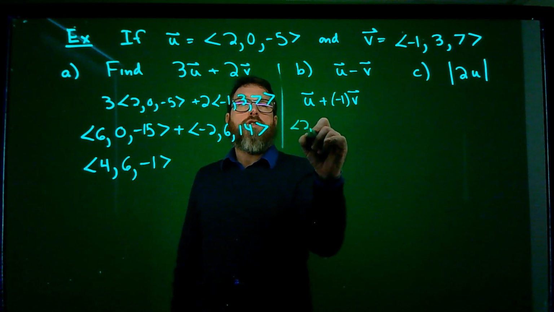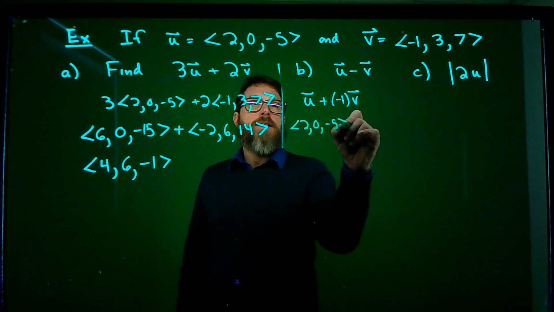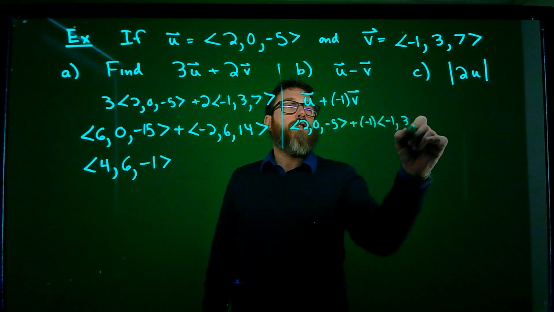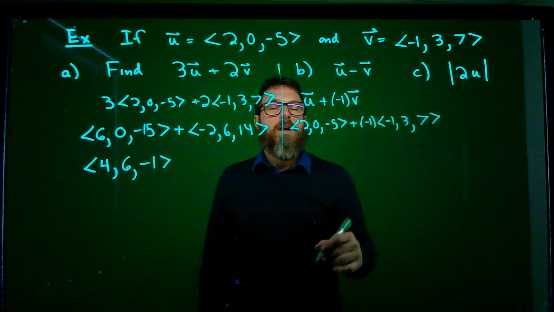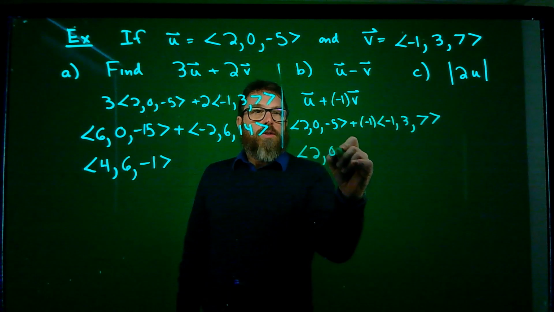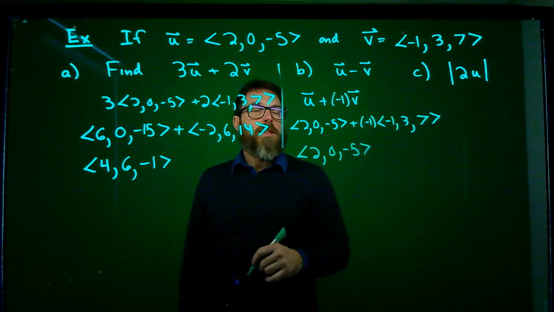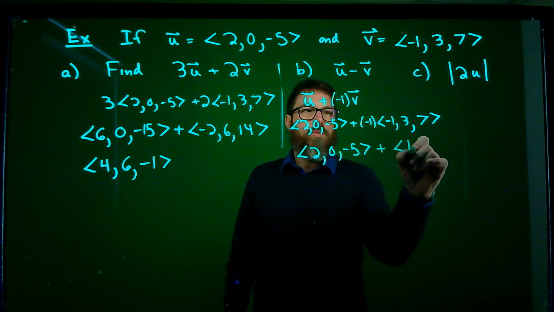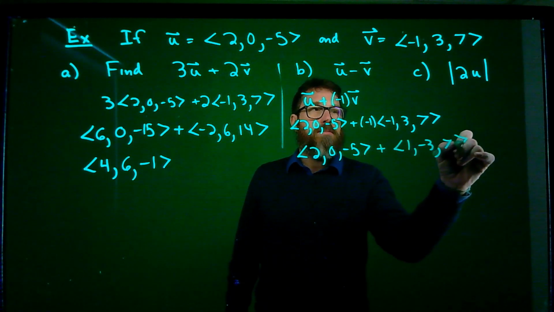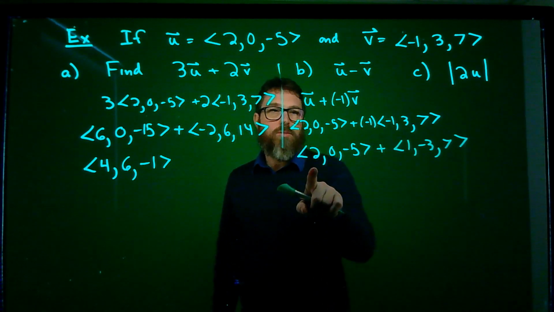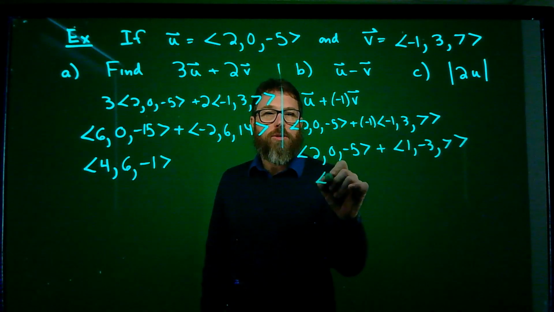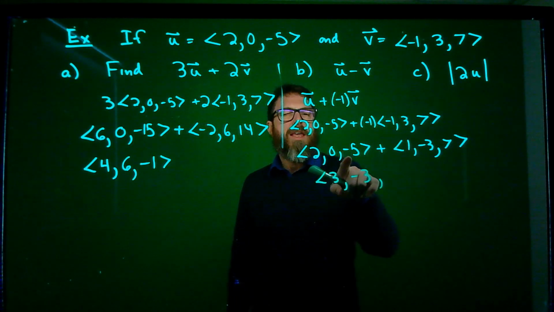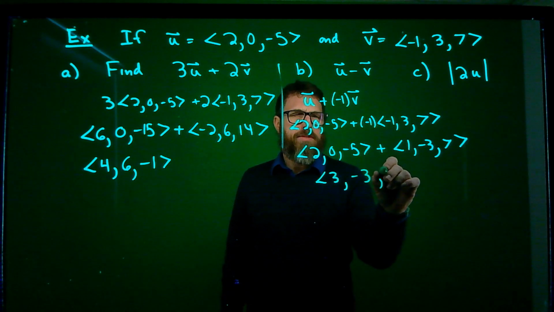So this is going to be 2, 0, minus 5, and then I have plus a negative 1 times the vector negative 1, 3, and then 7. The first vector is not being multiplied by anything, so we leave that alone, and then I'm going to change the signs of the second vector. So this is going to be 1, minus 3, minus 7. So now we can add. 2 plus 1 is going to be 3. 0 plus negative 3 is going to be minus 3. And then negative 5 plus 7 is going to be 2.